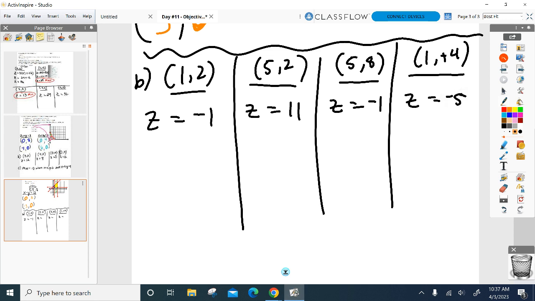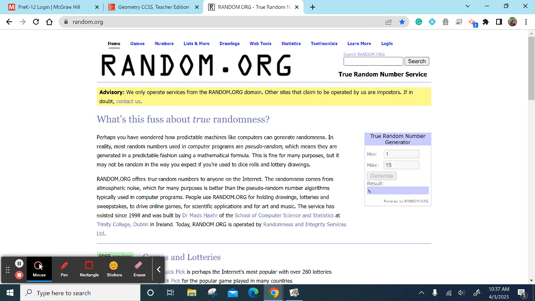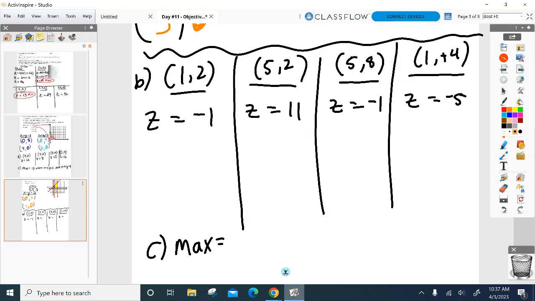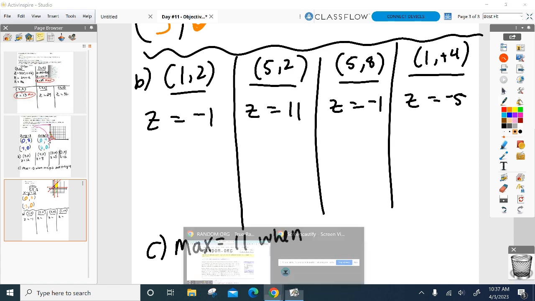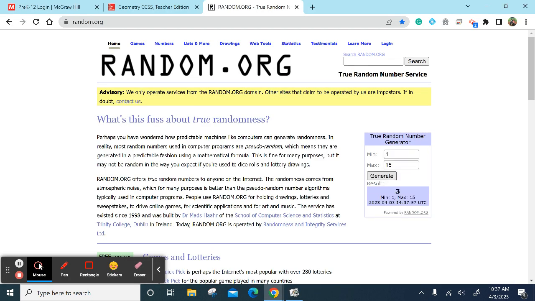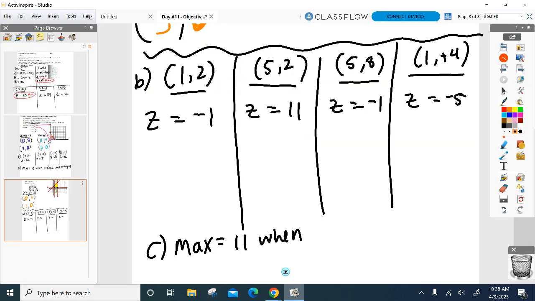And then part C, answer the question for me. The max of this objective function is what? What's the max value? 11. Give me the XY pair here. Dylan, finish this off strong.